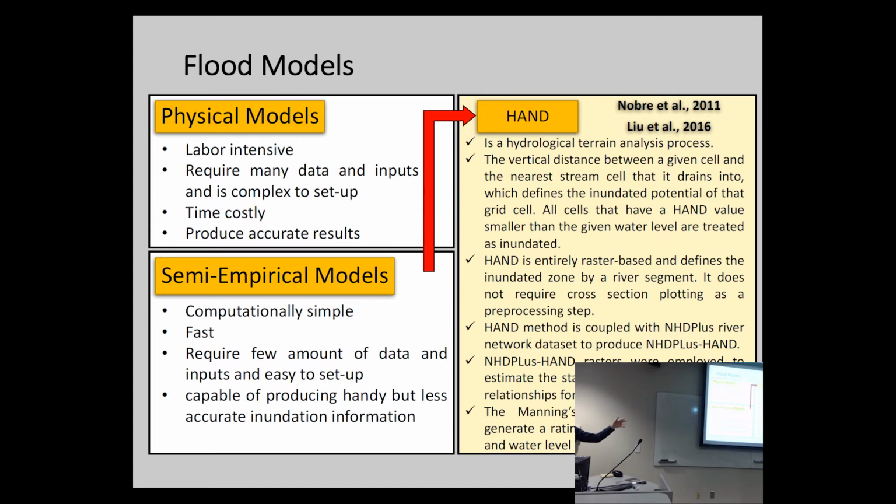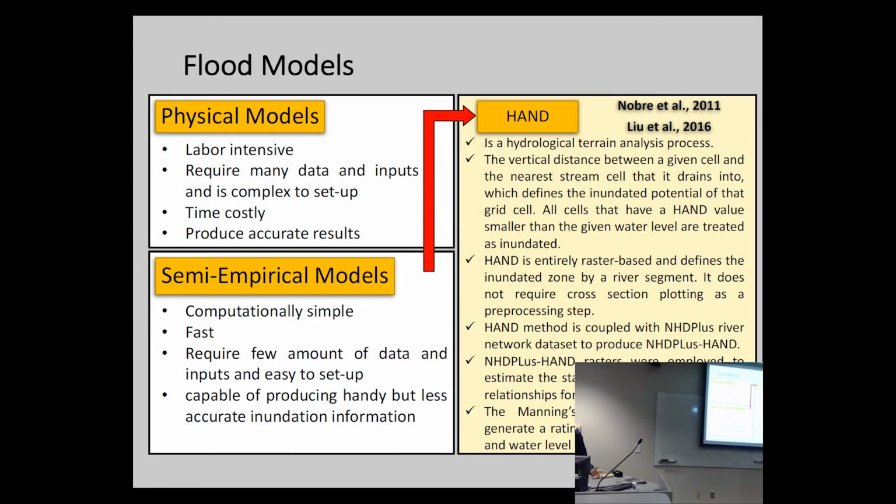And the second, or last, semi-empirical model, which is the simplest one in our whole model cluster, is called HAND. That's an acronym for Height Above Nearest Drainage. It was developed in the late 2000s, somewhere, and is a hydrological terrain analysis process. It calculates the vertical distance between a given DEM cell and the nearest stream cell that it drains to, which defines the inundation potential of that grid cell.